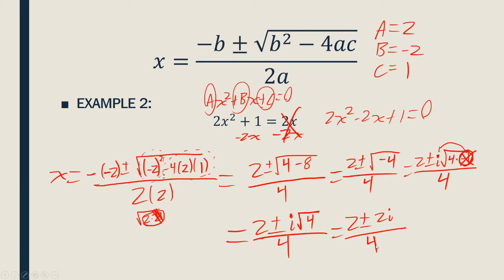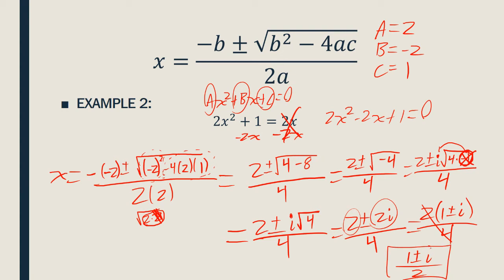And if I wanted to simplify it a little bit further, I'd be satisfied with this answer. If you wanted to simplify it a little bit further, I can find the greatest common factor between these two terms, which is a 2, and I'm left with 1 plus or minus 1i over 4, and then this 2 and 4 can cancel out to leave me with 1 plus or minus i over 2.